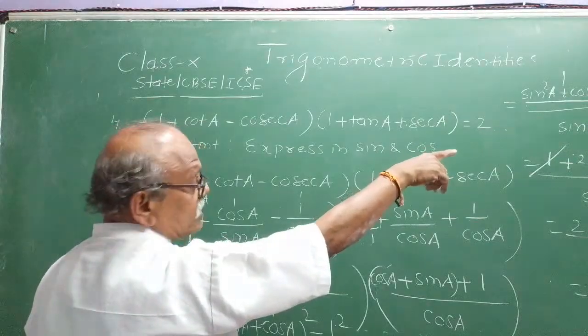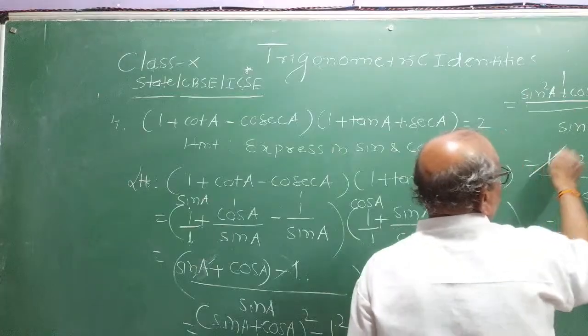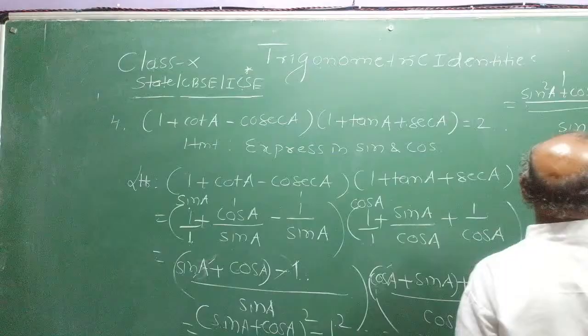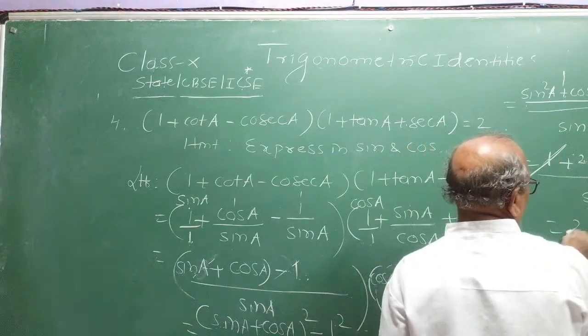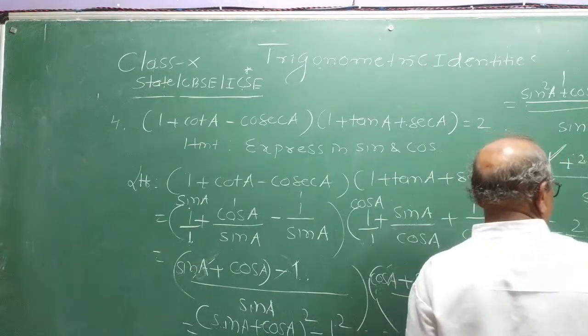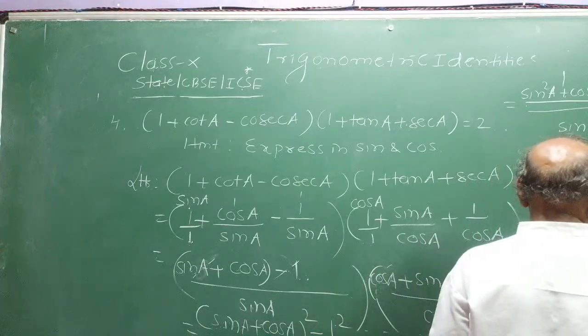2 sin A into cos A minus 1. But sin square A plus cos square A is 1. And write 2 sin A into cos A as it is. Minus 1. Plus 1 minus 1 cancels. In the denominator you have sin A into cos A. You will get 2 sin A into cos A over sin A into cos A. Here sin A cancels and cos A cancels. You are left with the 2, which is the RHS.